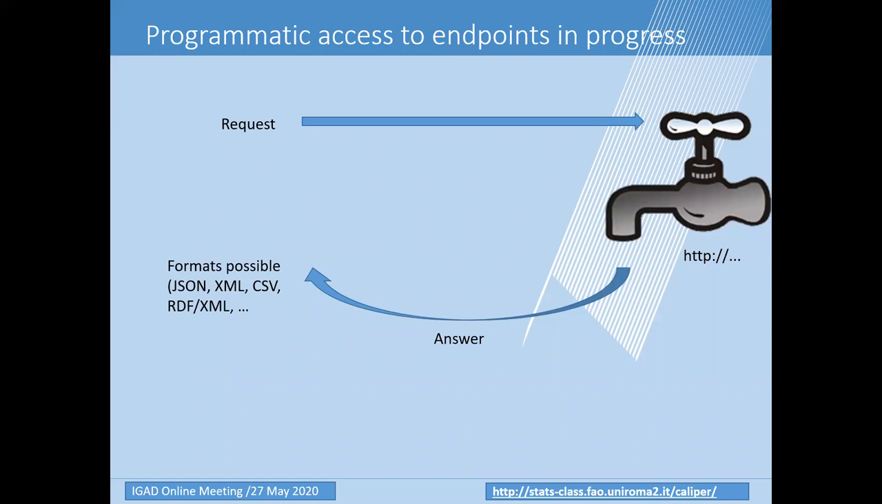So the standard pattern of interaction with the APIs is this. A request is sent over the internet to a web server. It's an HTTP-type address with a request, and the answer is the data you want in a format that is acceptable for the machine.